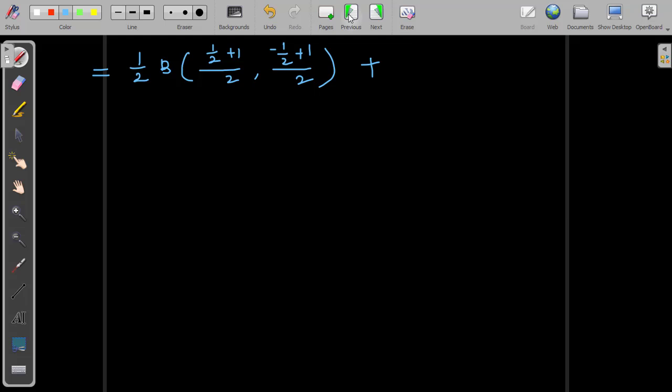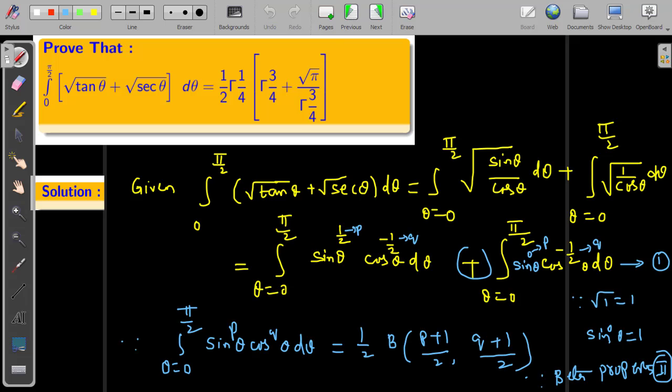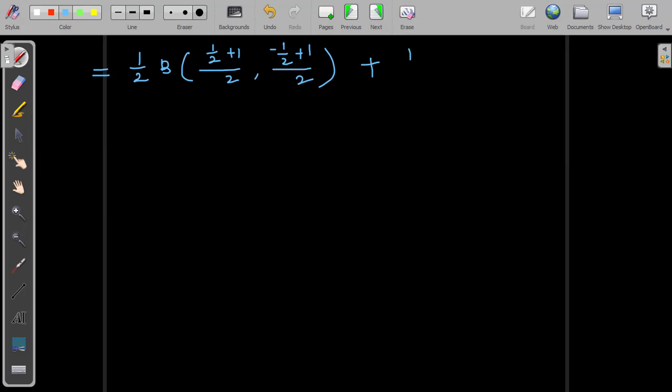I am writing now the second integral. This second integral, plus, I have kept already. Now p is 0 and q is minus half. Apply the same rule: half times beta of (0 plus 1)/2, comma, (q plus 1)/2, because q is minus half, so minus half plus 1 by 2.